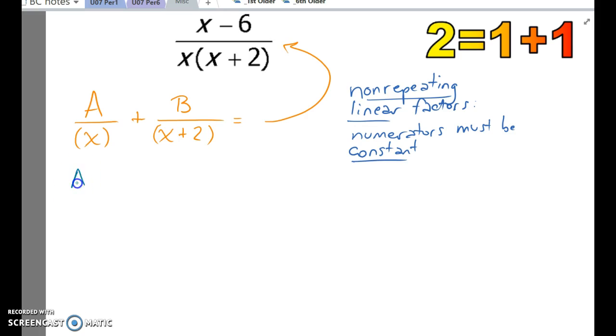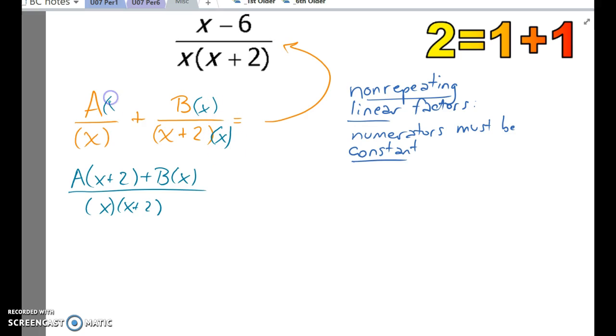So my first fraction needs the x plus 2 to get that common denominator of an x and an x plus 2. My second fraction needs the x. If you're not totally clear what I just did there, I just put an x over x for this fraction, and an x plus 2 over x plus 2 for that fraction.